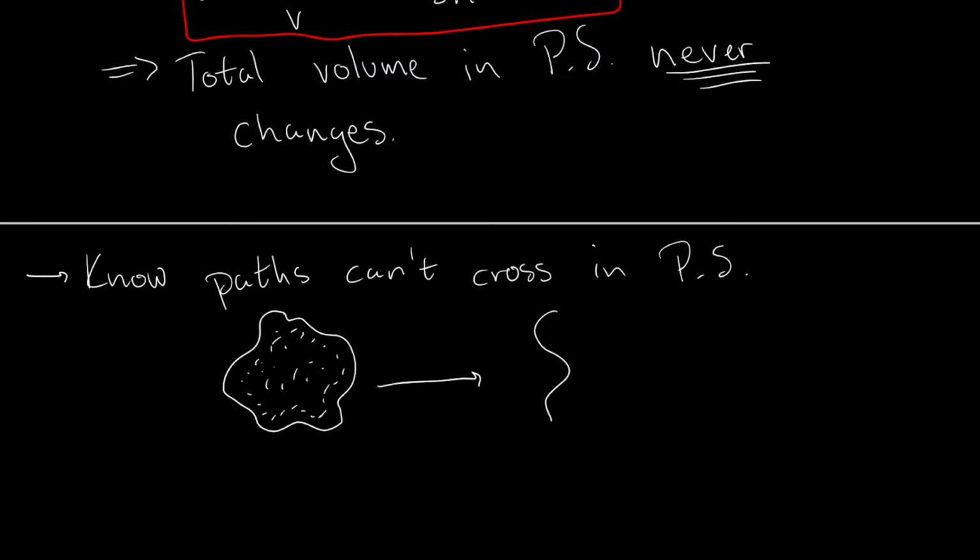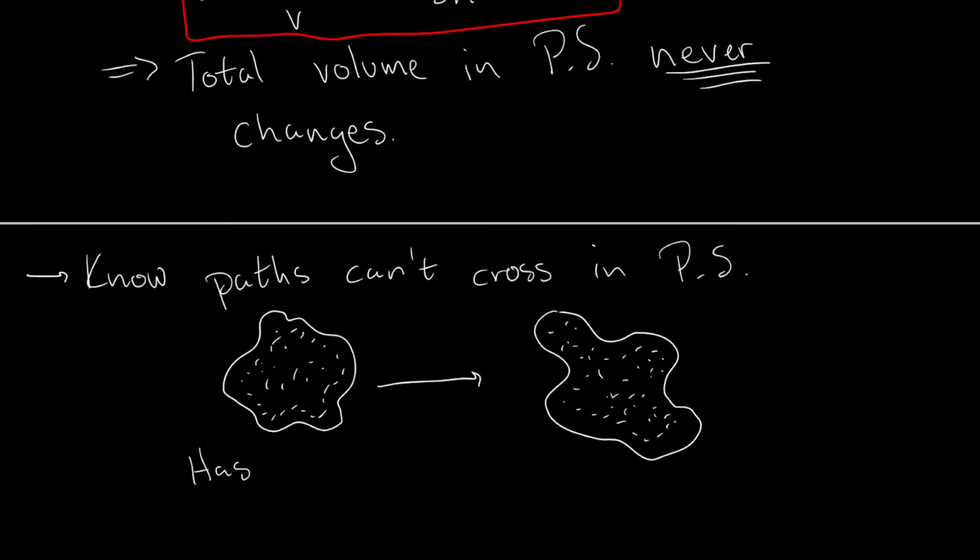So I don't know, this might evolve into something here, which looks different, but we know has the same volume. And something that we now know is that this volume has the exact same number of points. Right, because if points left or came in, we would have paths crossing in phase space, which we can't have.